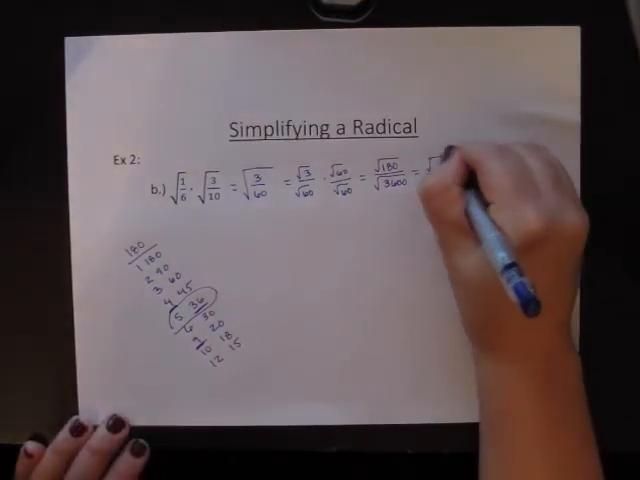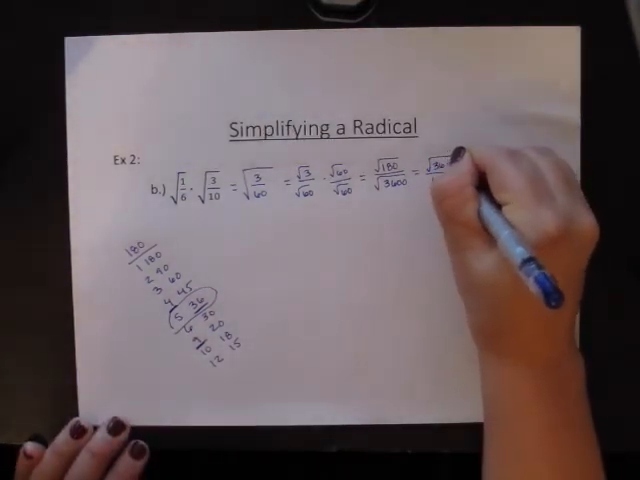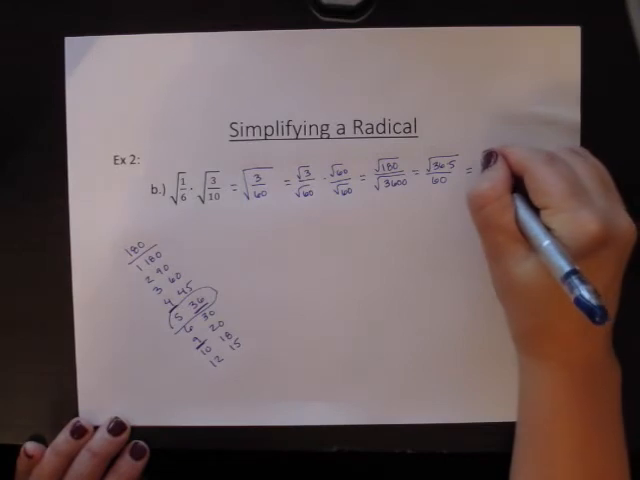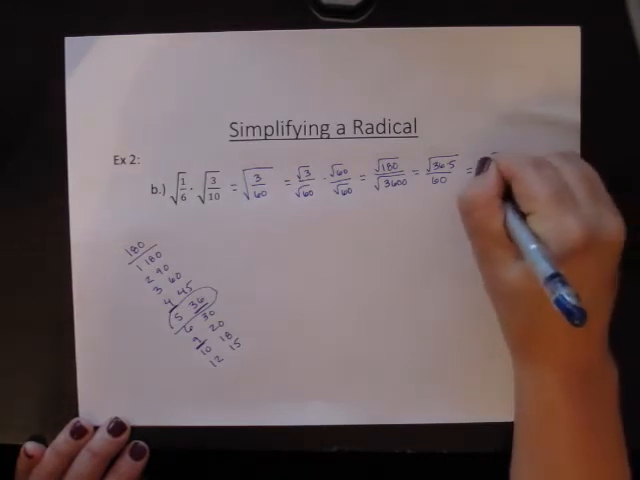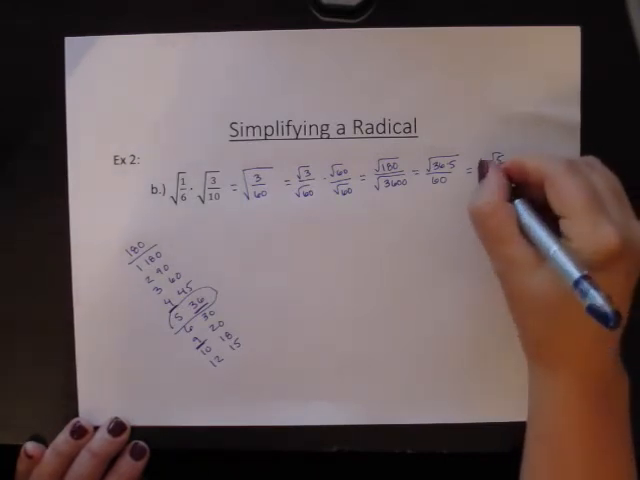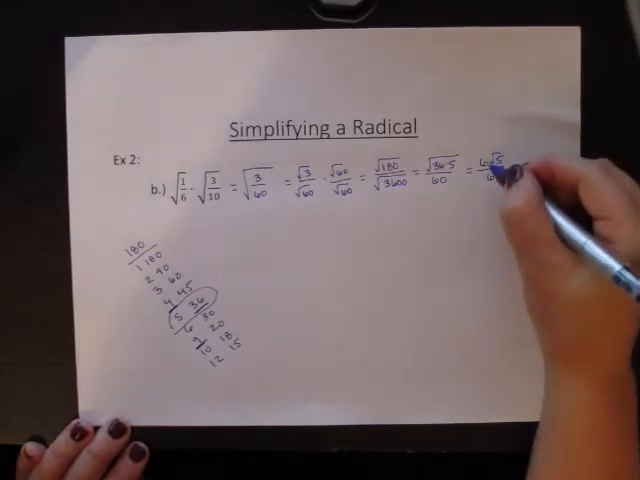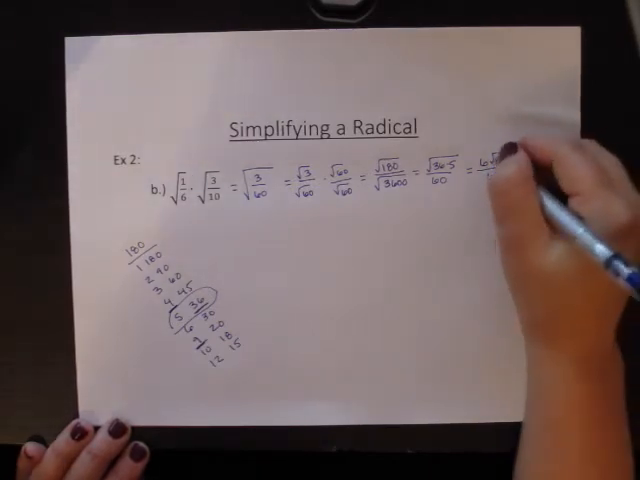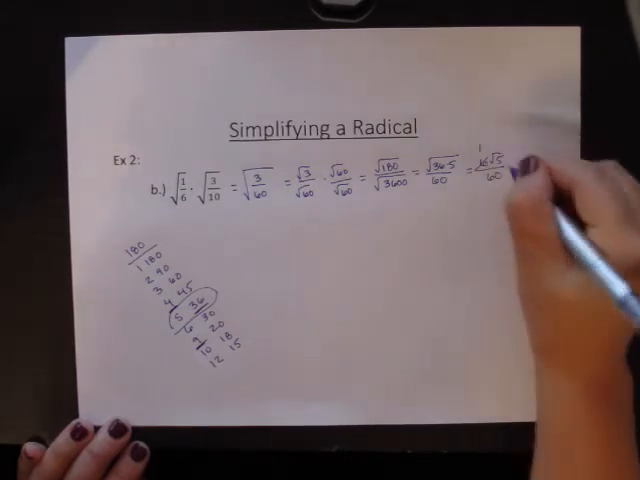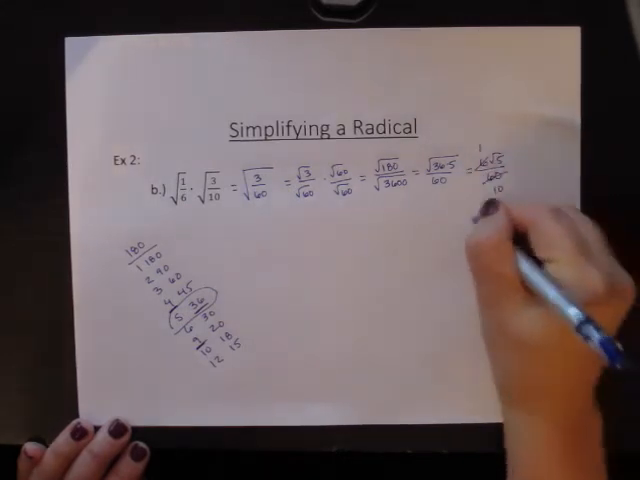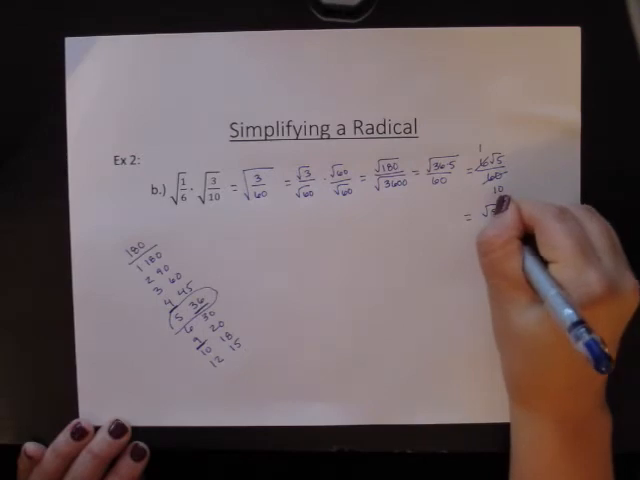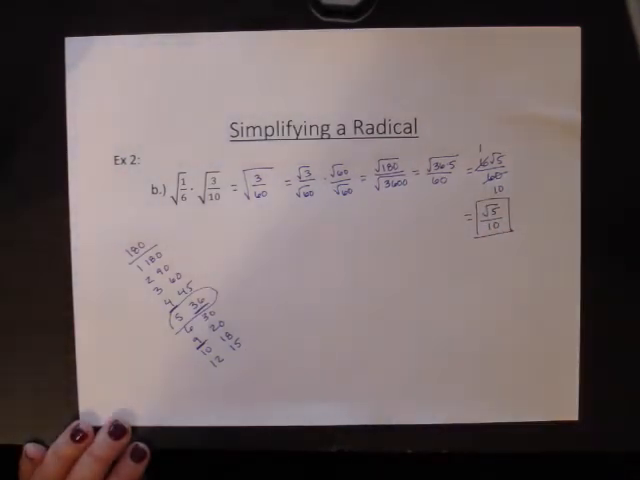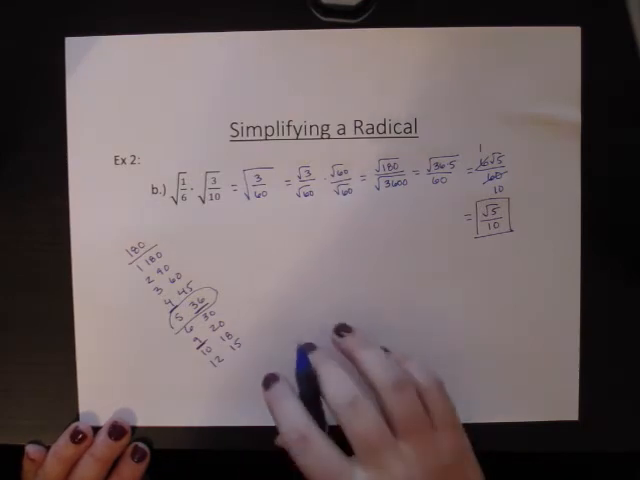So I'm going to go the square root of 36 times 5. Square root of 36 is 6. Square root of 5 over 60. So now I've got to simplify. And we see that 6 over 60 will definitely simplify. What goes into both of those is 6. So 6 divided by 6 is 1. 60 divided by 6 is going to be 10. So I've got the square root of 5 over 10 as my final answer.